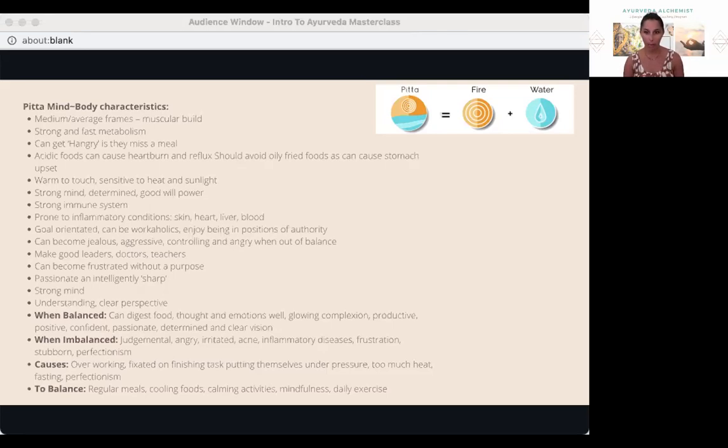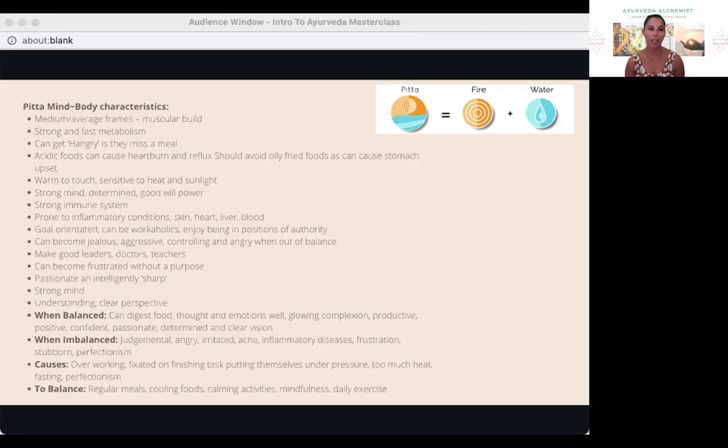When they're not in balance, they can be very judgmental. They can get angry and irritated because that fire element gets so elevated. They can break out with skin conditions, inflammatory conditions, acne, and a lot of frustrations. They're stubborn and they're that type A type of personality.